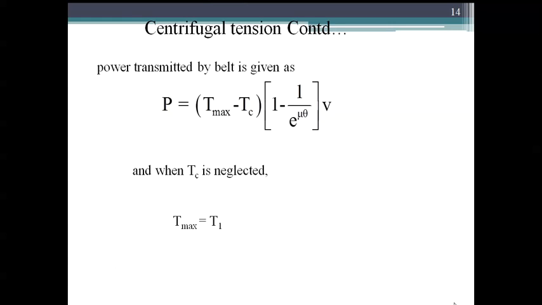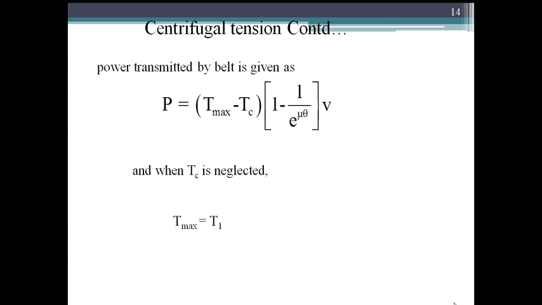Generally, Tc is neglected if the speed is lesser than 10 meter per second. In that case, T max equal to T1. So generally the power equation is P equal to T1 into (1 minus 1 by e power mu theta) into V. Here T1 is the maximum tension in the belt.